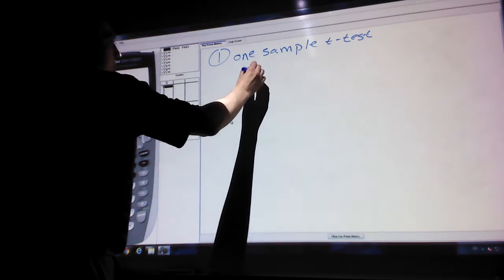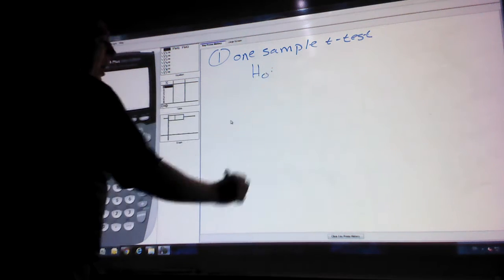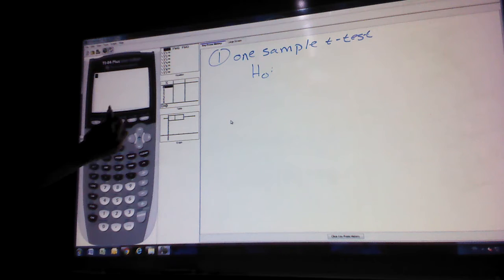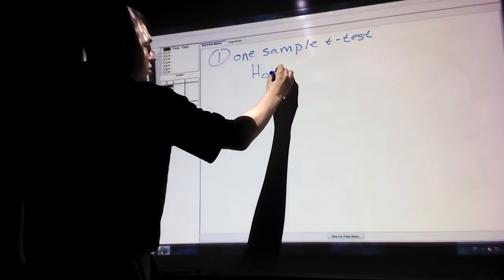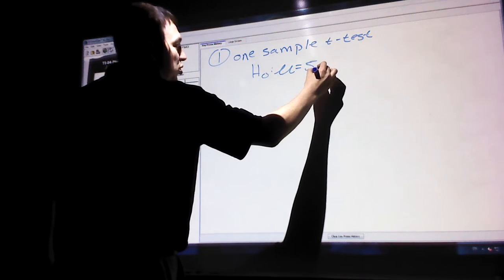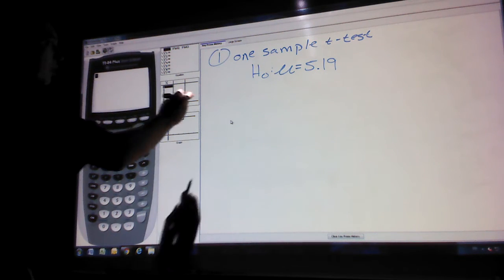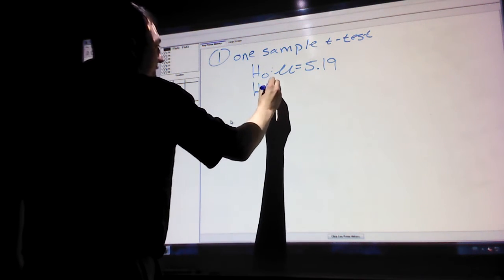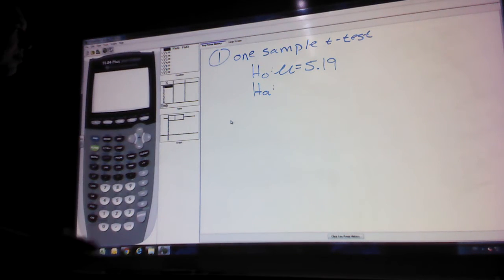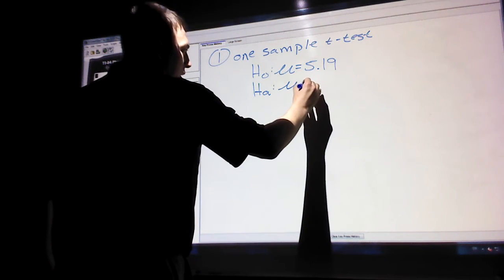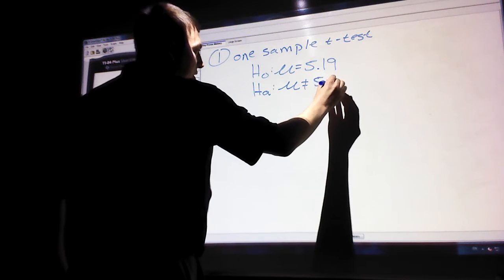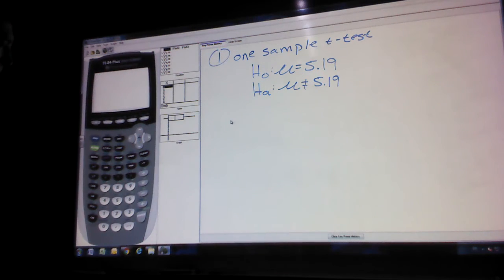And our null hypothesis is whatever the population norm is. The population norm was 5.19, whatever the score on the personality test. And the alternative, I believe, was that it was different. Was it different? So we're going to go with a not equal to. At least I believe it was different, not a greater than.